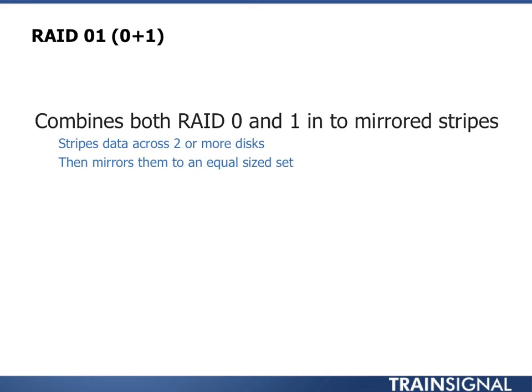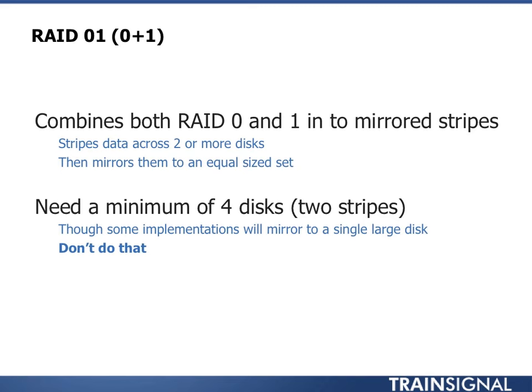So the idea here is it combines both RAID 0, remember that is striping without any parity or protection, and RAID 1, which is mirroring, into what we call mirrored stripes. So it stripes data across 2 or more disks and then mirrors them to an equal size set. You need a minimum of 4 disks, or as we'll say, that's 2 stripes. Stripe of 2 mirrored to a stripe of another 2.